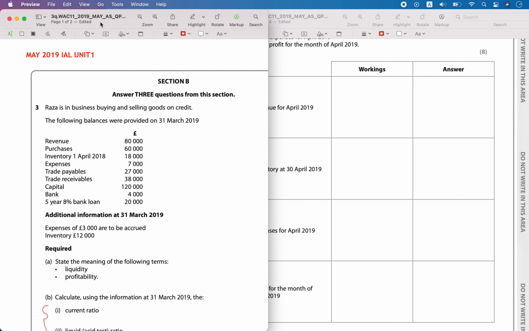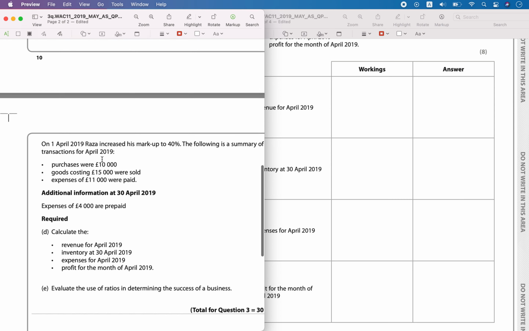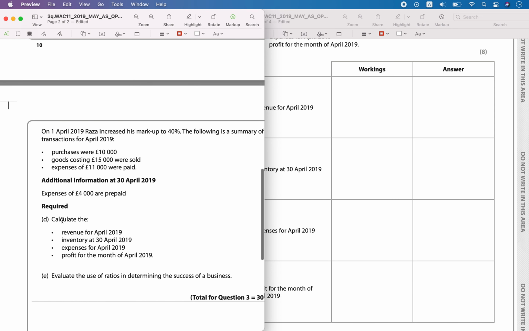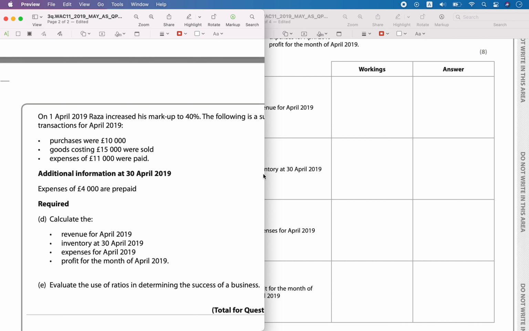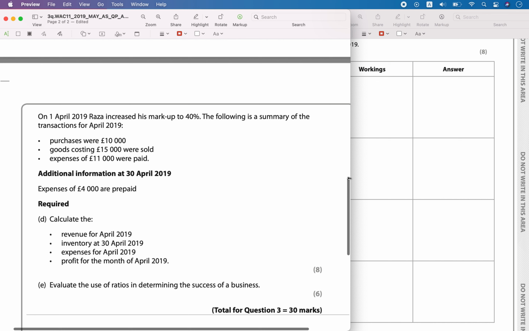Hello, today we are solving May 2019 IAL Unit 1 question number 3, for the part D question. There is a bit of information given. It says that on 1st April 2019, Raza increased his markup by 40%. The following is a summary of the transactions for April 2019.